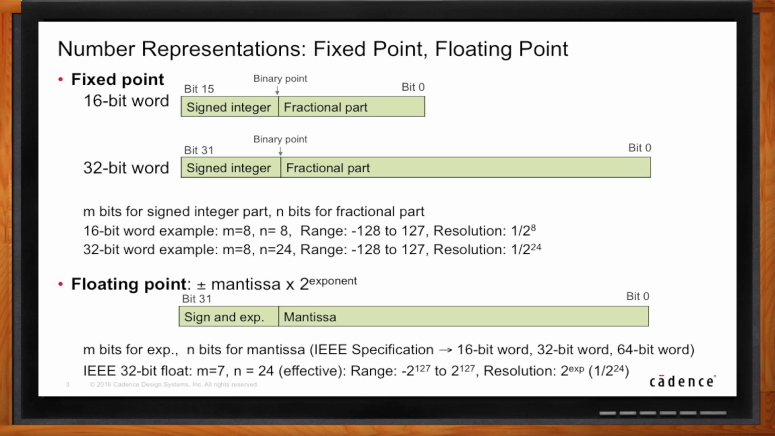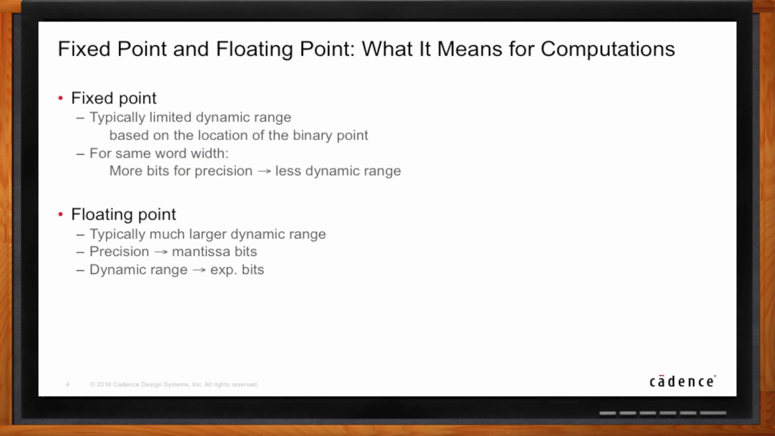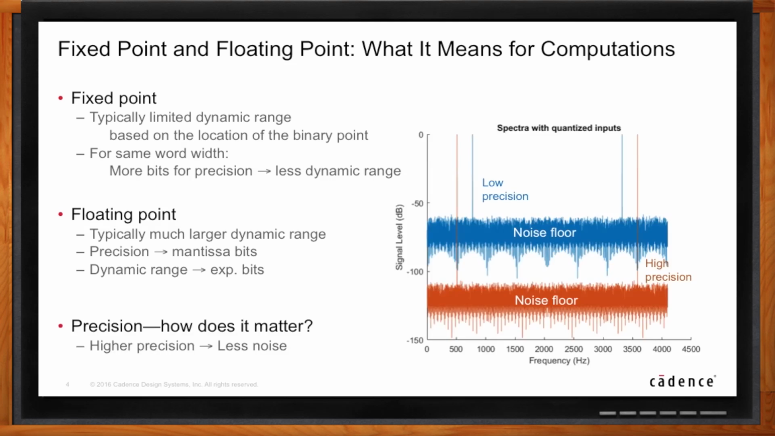Right. Let's summarize the fixed point and the floating point in terms of what they offer. We said we look at dynamic range and the resolution. So fixed point typically has a limited dynamic range, and in terms of precision, there is a trade-off. Since the same word width is used, if you have high dynamic range, then you have less precision, and if you have lesser dynamic range, then you have more precision. In floating point, you maintain the same precision for a large dynamic range.